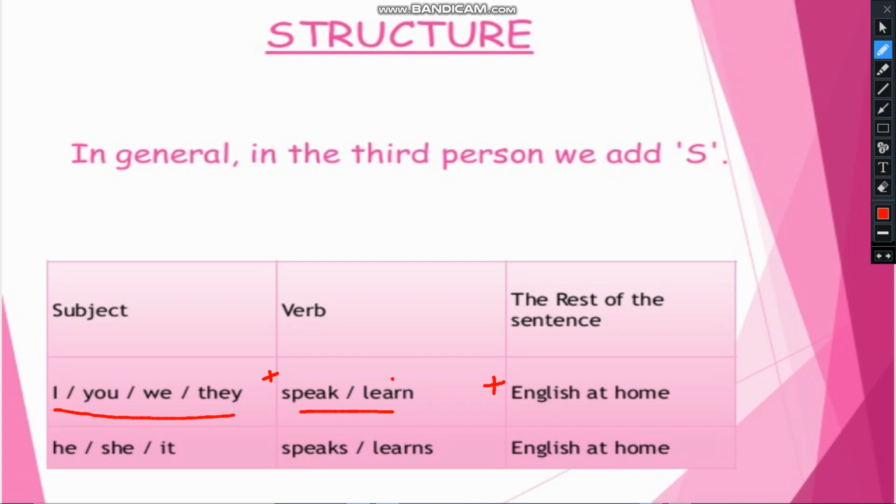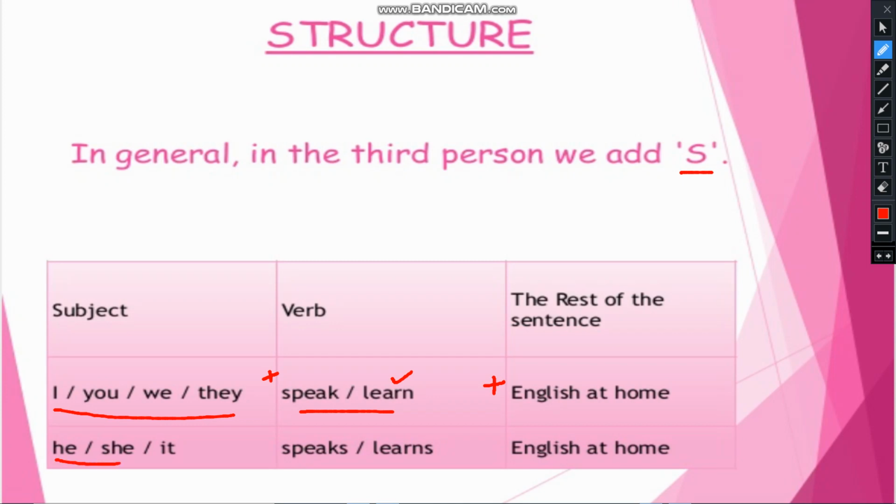वी कैन ऑल्सो चेंज द वर्ब. स्पीक की जगह हम लर्न भी यूज कर सकते हैं. सो आई लर्न इंग्लिश एट होम, you learn English at home, we learn English at home, they learn English at home. Here we are not adding the s. We are using the verb just as it is with the pronouns I, you, we and they. We and they are the plural pronouns and I and you are the singular ones.